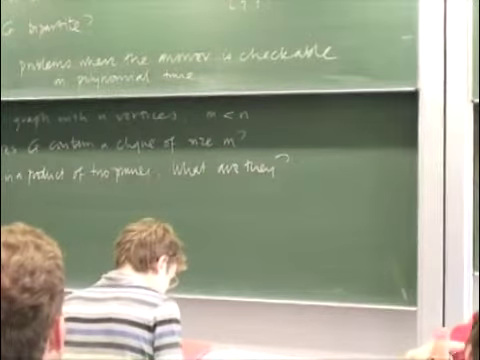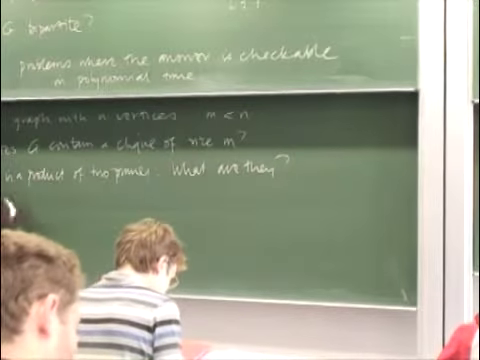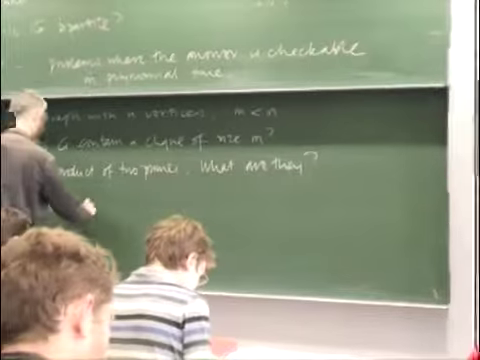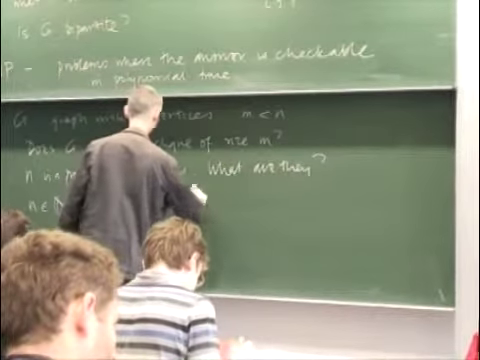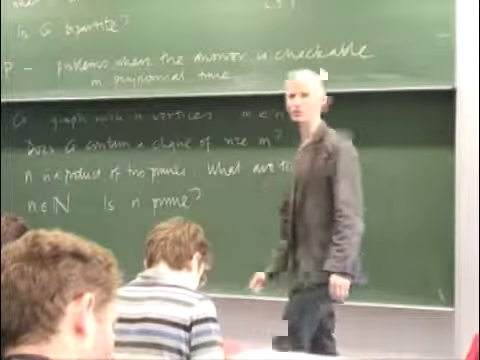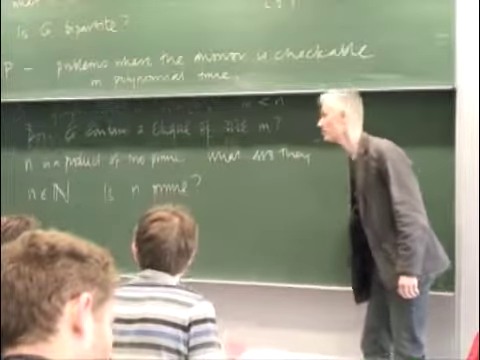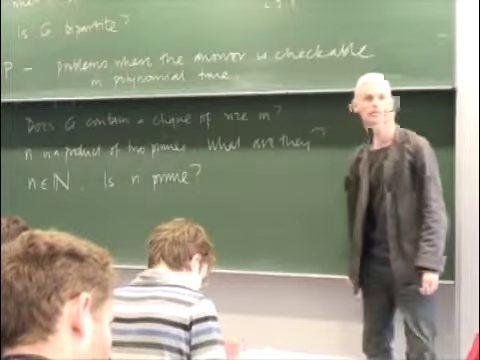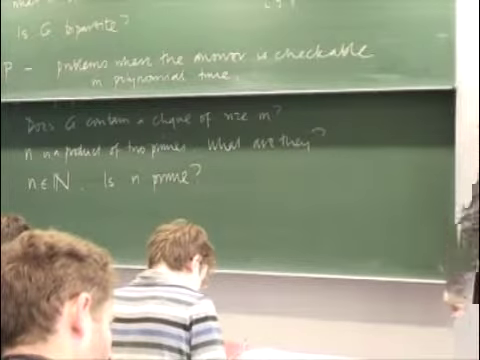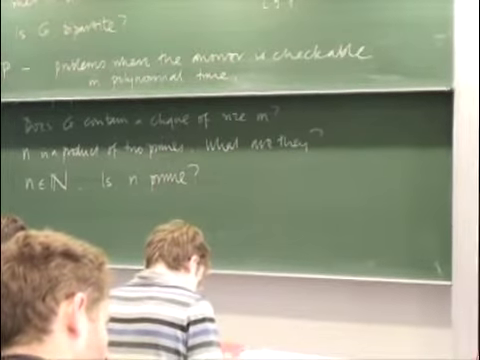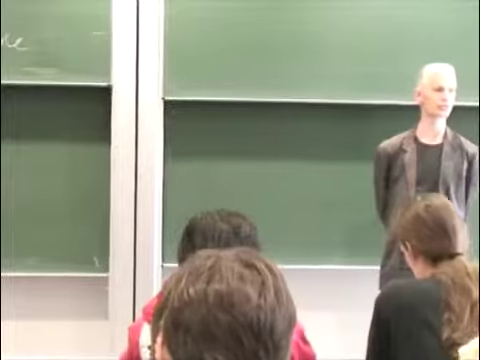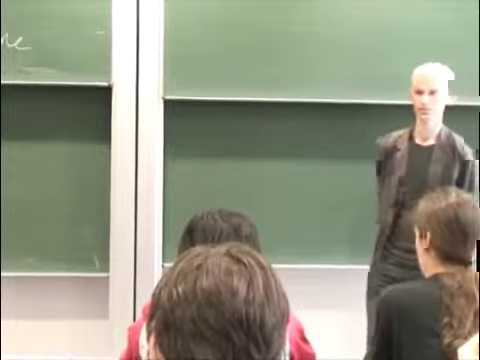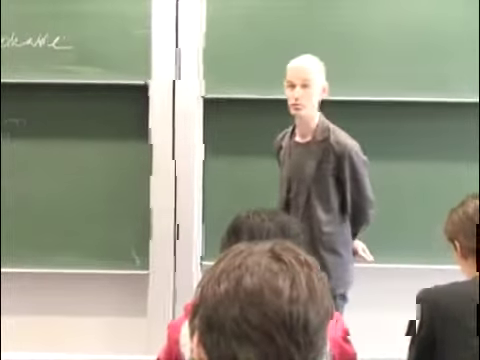Here's one that's in NP. Rather less trivially, and I'll sketch why this is in. You're given a positive integer n, and you're asked, is it prime? Now, if I ask you, is it composite, that's obviously in NP, because you just exhibit two non-trivial factors, and then somebody can check whether they do multiply to give you your n.